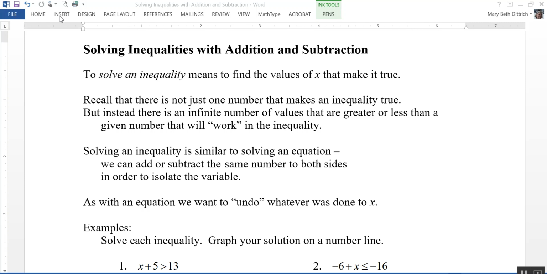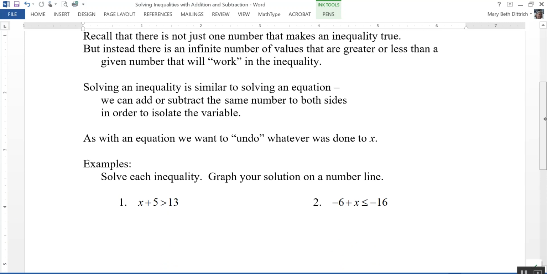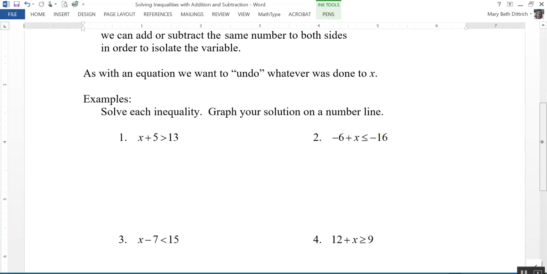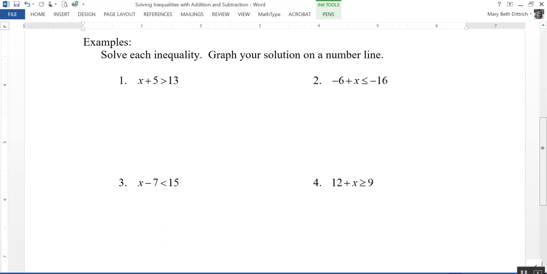Solving an inequality is similar to solving an equation. We can add or subtract the same number to both sides of the inequality in order to isolate the variable. As with an equation, we want to undo whatever was done to x. So let's take a look at several examples here. It says solve each inequality and then graph your solution on a number line.